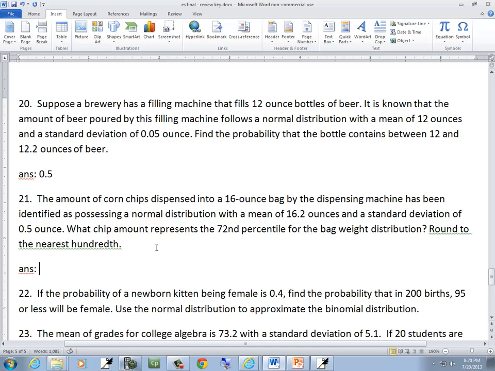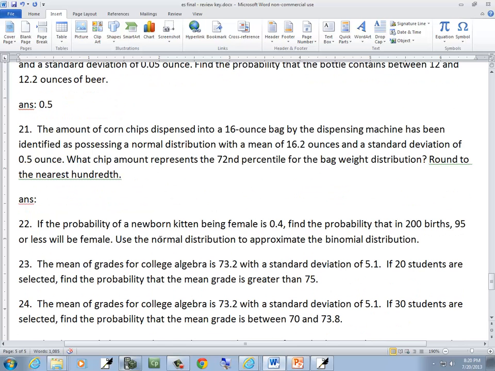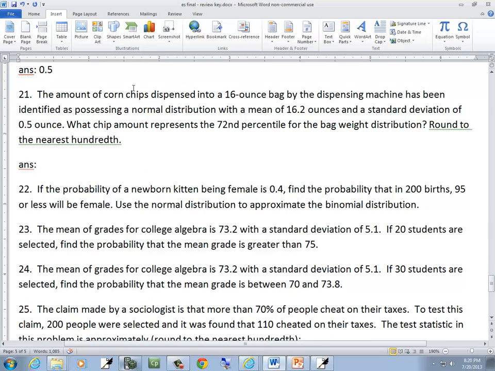Number 21. Normal distribution, there's our keyword. That tells us where we're sitting at. Now, specifically, they're asking what chip amount. They're no longer asking us for probability. They're asking us for chip amount. So now it switches to INV norm.